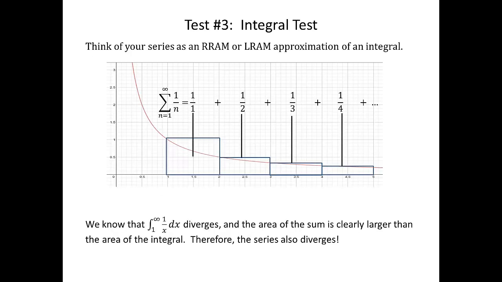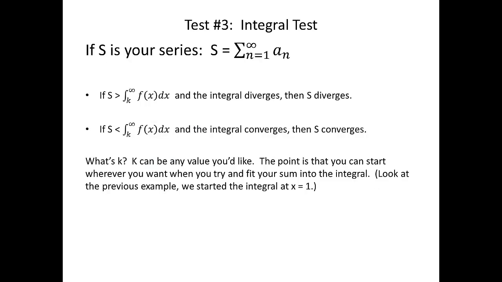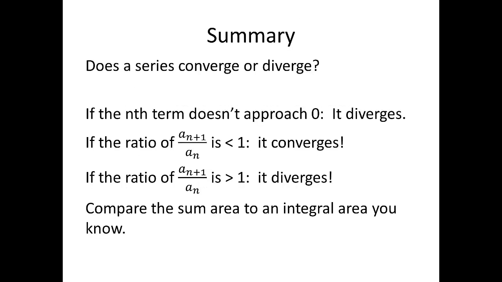You saw in the last slide that we can fit the sum into the integral wherever we want to. In this example, I started it at 1, was the lower bound of integration. K just means that you can start your integral wherever you want, so long as the inequality holds. So you can make K whatever you want, so long as S is greater than the integral that diverges, or so that S is smaller than the integral that converges. Okay, so that's all the tests. Here's a summary.